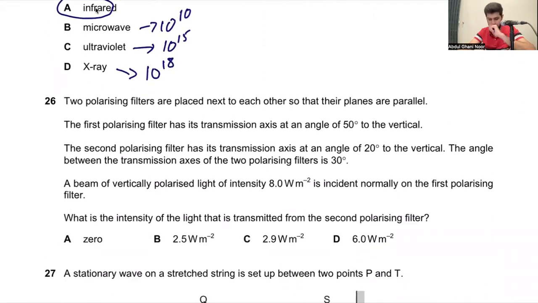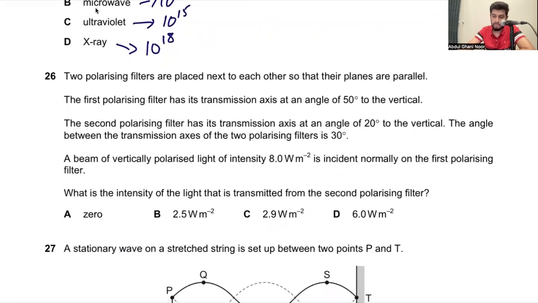Question number 26 says, two polarizing filters are placed next to each other so that their planes are parallel. The first polarizing filter has its transmission axis at an angle of 50 degrees to the vertical. So we have our vertical wave, and let's say this is our wave. Let's see the front view. And our transmission axis is at an angle of 50 degrees.